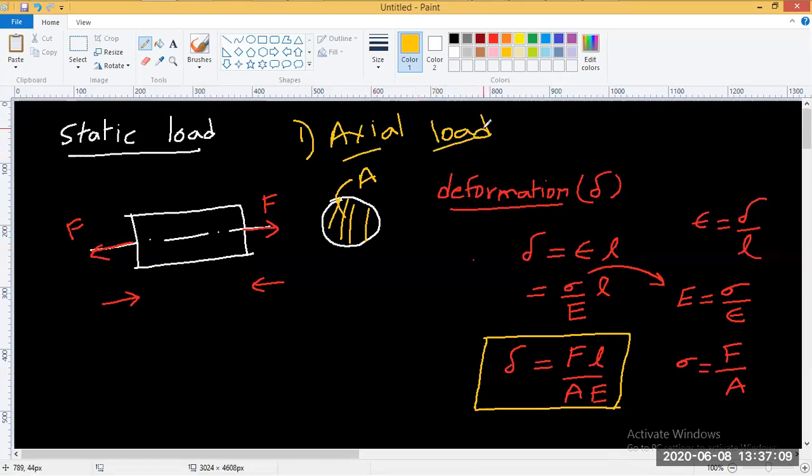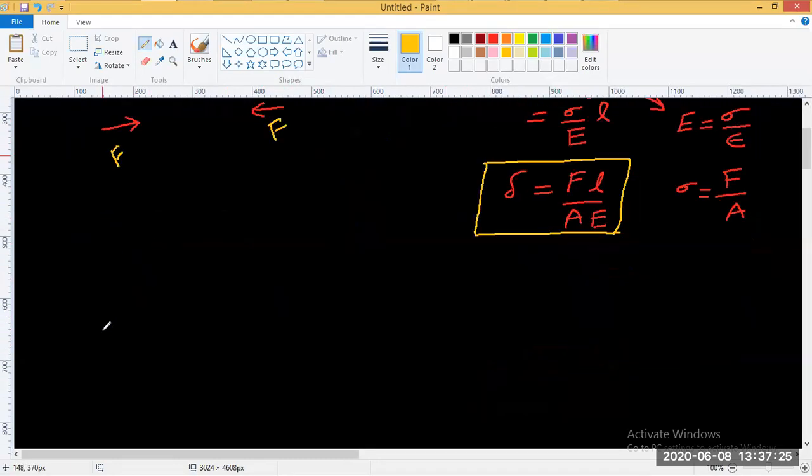Similarly, we have several other axial conditions. Axial load also includes compressive cases. So the same load, if you apply it in the opposite direction as I have told you here, in that case it is compressive. Okay, so let's move on to the next one.